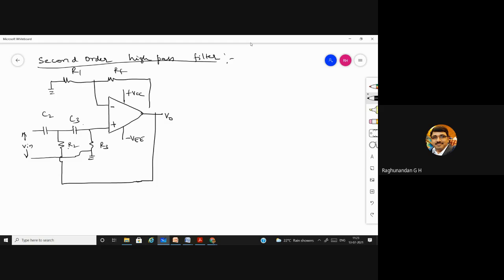See, the pair of resistors which we are having are marked as R2, R3, because the input resistance of the inverting terminal is considered to be R1. So obviously this will be R2 and R3, and C2 and C3 will be considered as the capacitors.